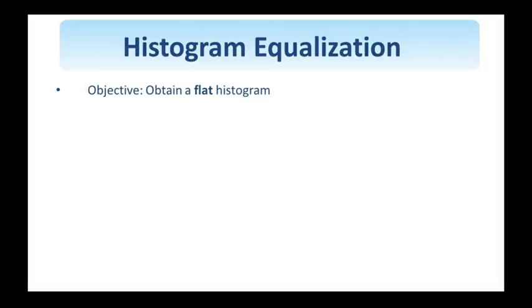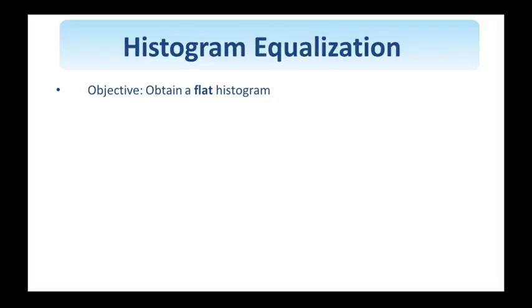Of the histogram processing approaches, histogram equalization is the most commonly encountered one. The objective in this case is to obtain an image with a flat histogram. This way, all intensities in the image are equally represented, or in probabilistic terms, all intensities are equally probable.